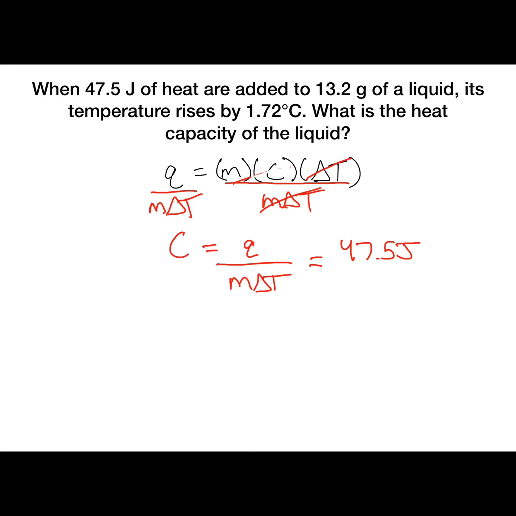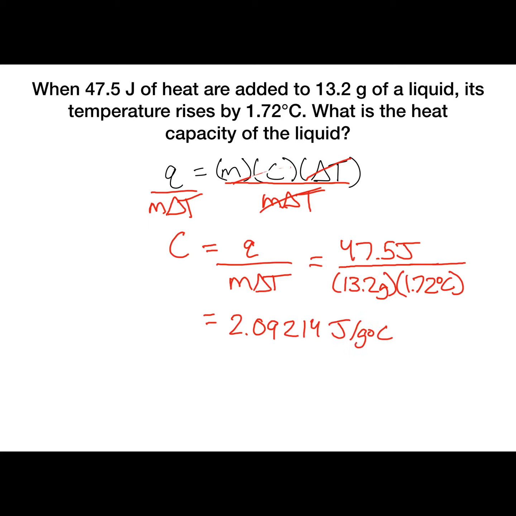That is equal to 47.5 joules divided by 13.2 grams times 1.72 degrees Celsius. If we put this in our calculator, we get the answer 2.09214 joules per gram degrees Celsius. To put this in correct sig figs, it looks like it is 3 sig figs for this problem. So we need to convert this into 3 sig figs. So the answer is 2.09 joules per gram degrees Celsius.